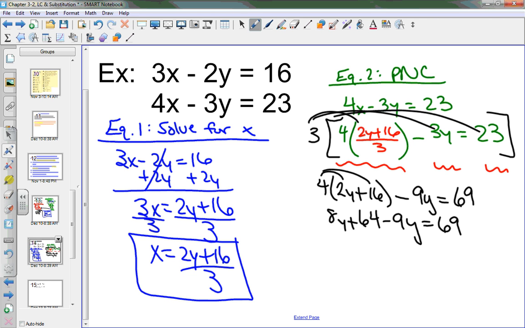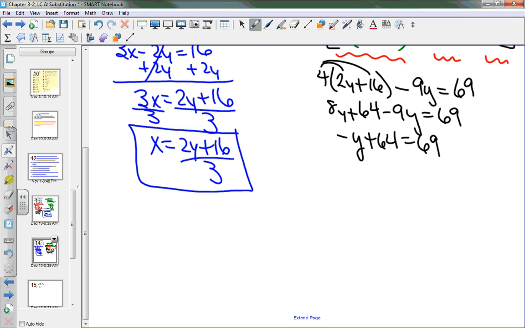Okay, now what's 8y minus 9y? Negative 1y. Plus 64 is equal to 69. Subtract 64. And that gives me negative y is equal to 5. Now what? Divide by negative 1. So y is equal to negative 5.